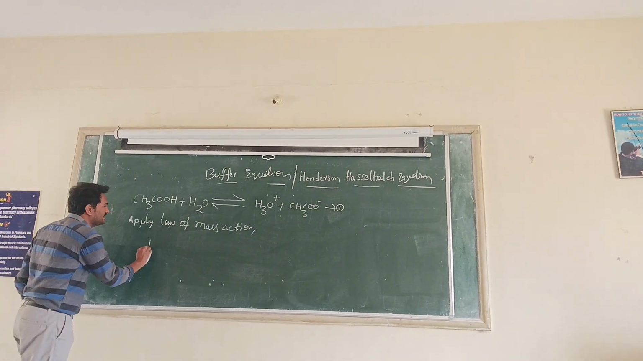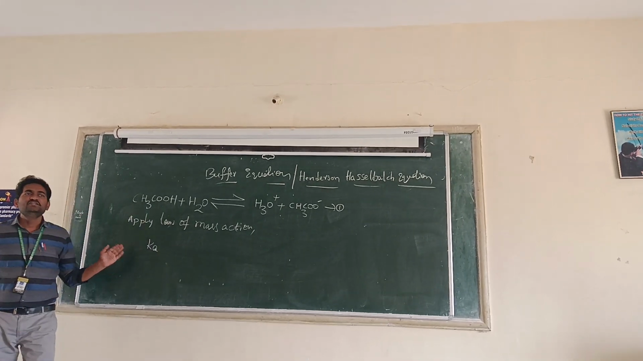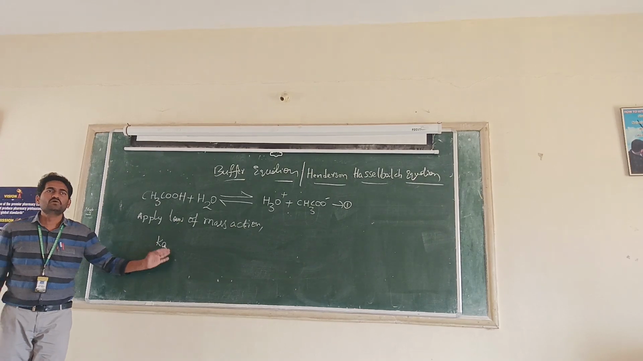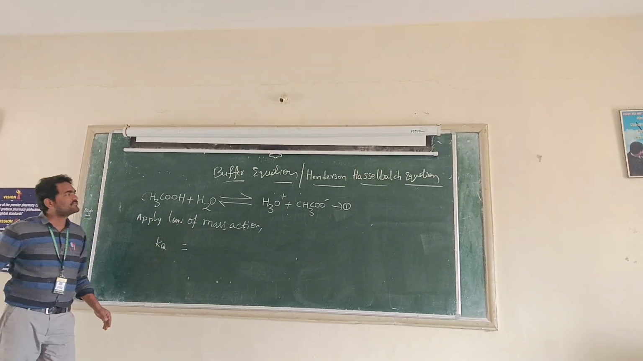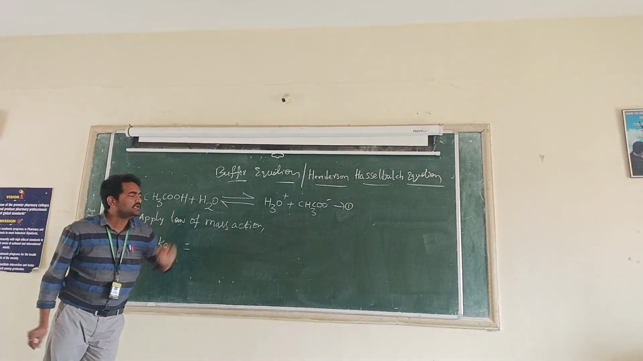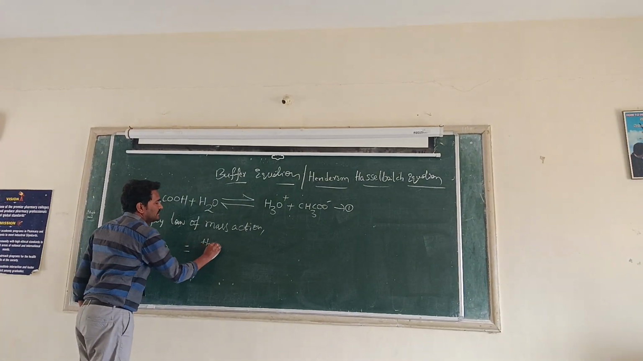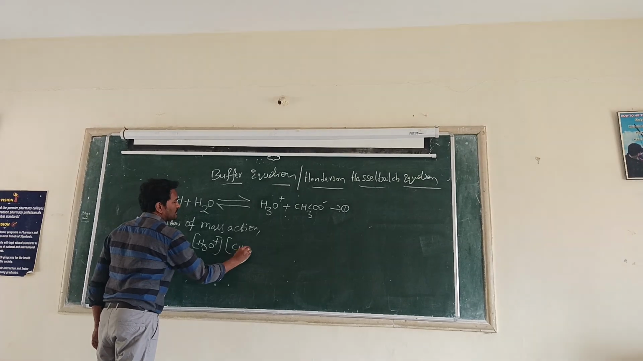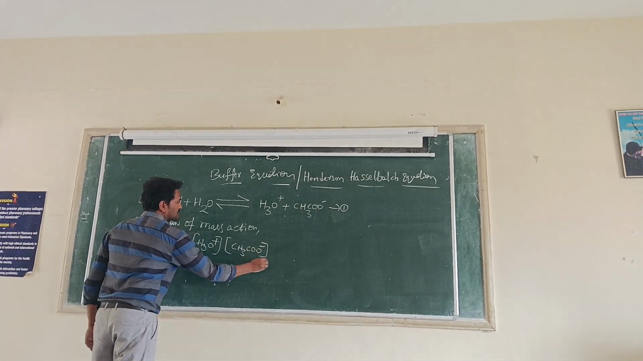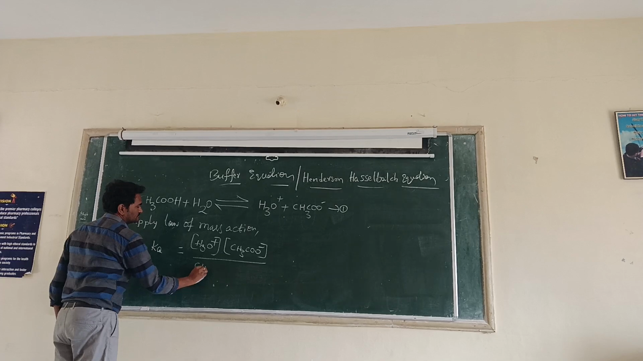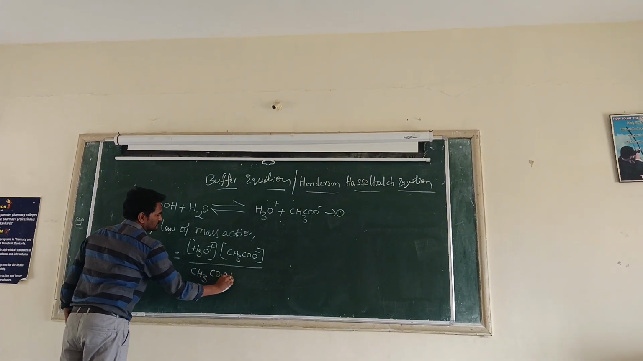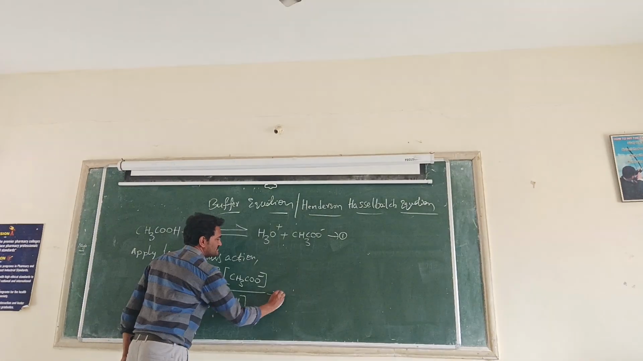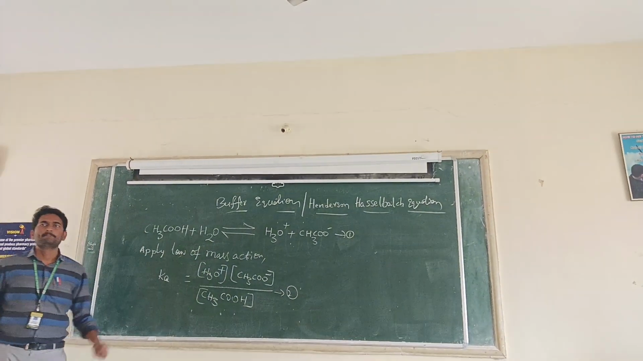So we have to get the acid dissociation constant, which is represented as Ka. After applying the law of mass action to equation number 1, the equation now becomes as follows. We can consider this as equation number 2.